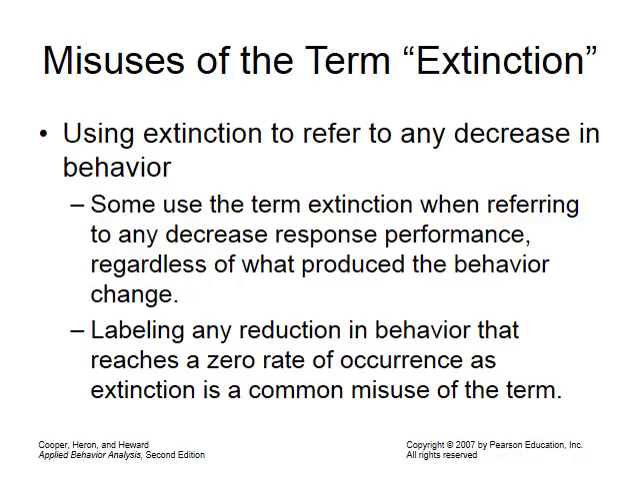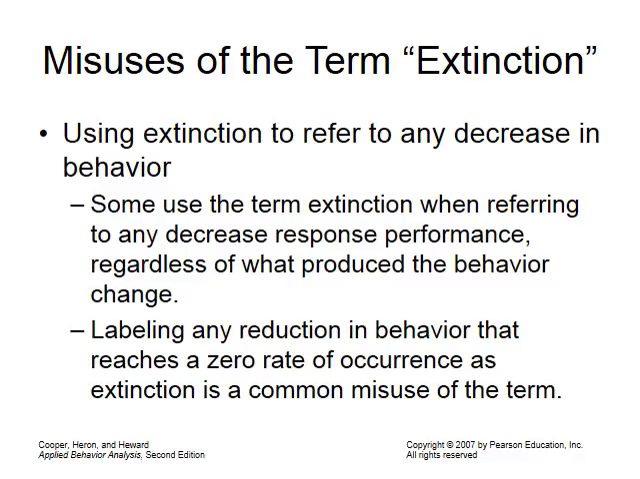So the first misuse, using extinction to refer to any decrease in behavior, this is a misuse because we have other procedures that can decrease behavior. Some people use the term extinction when referring to any decrease in response performance, regardless of what produced the behavior change. We know that punishment can reduce behavior, and this is not the same as extinction. We know that differential reinforcement procedures can reduce problem behavior without extinction being used, and so this is not an appropriate use of the term extinction.